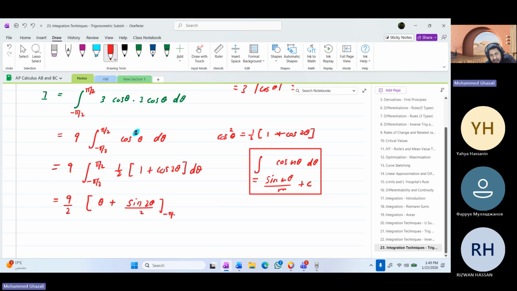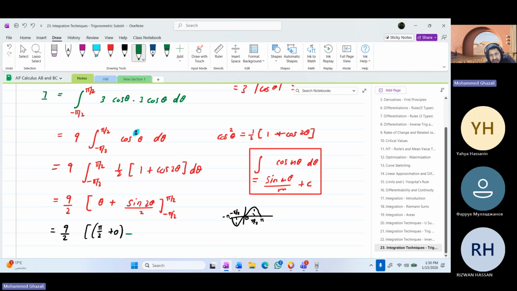Then we're getting negative pi by 2 to pi by 2. Right. Now we substitute and solve. So 9 over 2. Substitute pi by 2 here. We just get pi by 2. What is sine of 2 times pi by 2? What is sine of pi? 0. How do we know that? Please use the sine graph. That's negative pi by 2, so that's negative pi. This is pi, and this is pi by 2. And that's 0. All the important points.